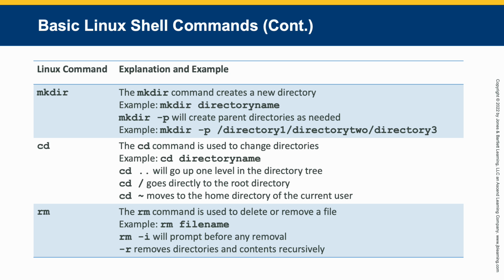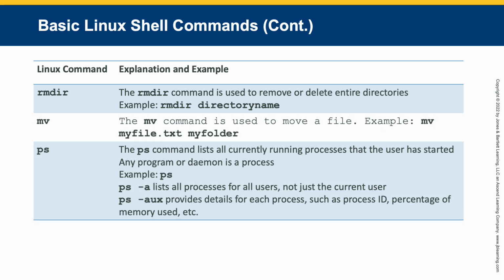cd, the cd command is used to change directories. Example, cd directory name, and cd space dot dot will go up one level in the directory tree, and this goes on. rm would be to remove the file or delete the file from your machine. So rmdir, the rmdir command is used to remove or delete entire directories. Example, rmdir space directory name.